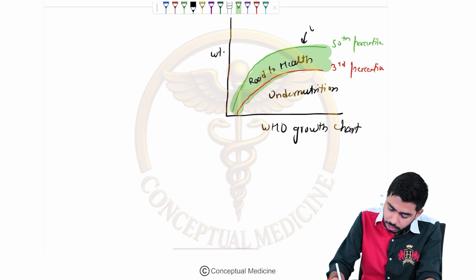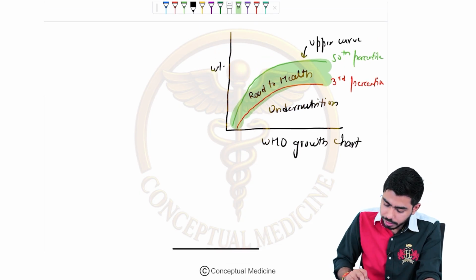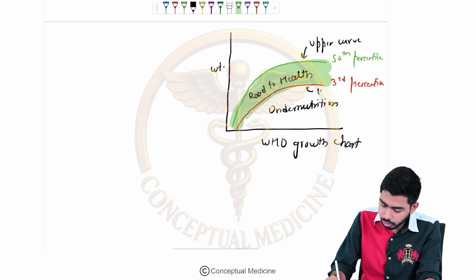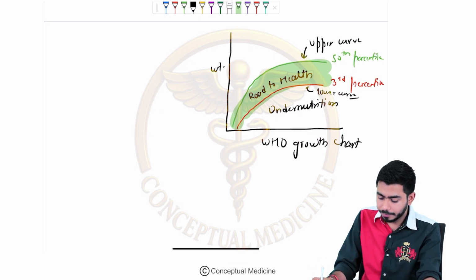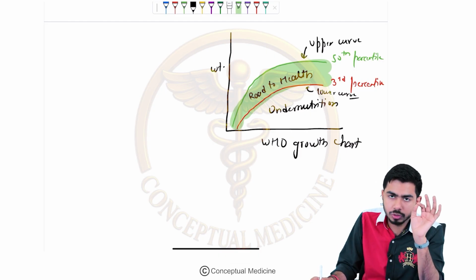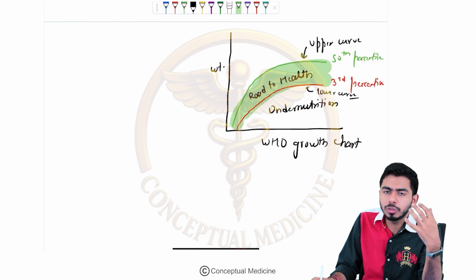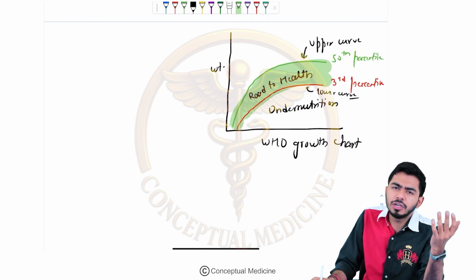So this will be the upper curve, and this would be the lower curve, obviously. Between the upper and lower curve, we are talking about the 50th and 3rd percentile, where the green zone is present. So that was about the WHO growth chart. It is a very important tool for growth monitoring, and it is also telling us about the trend. So what is the trend over here?